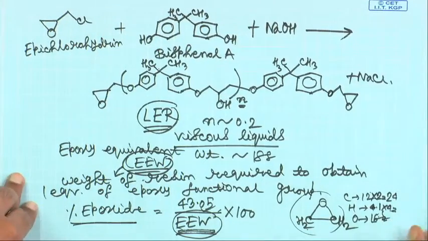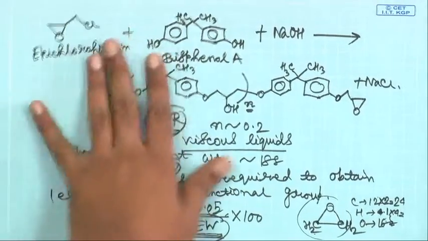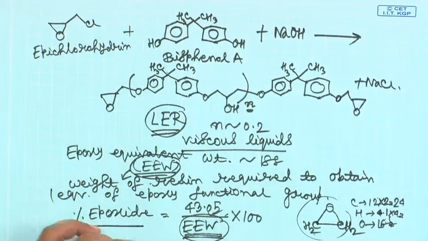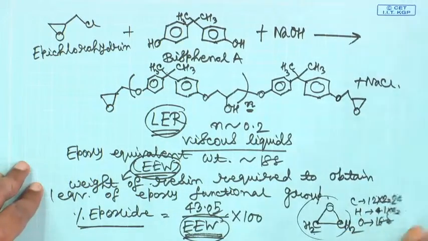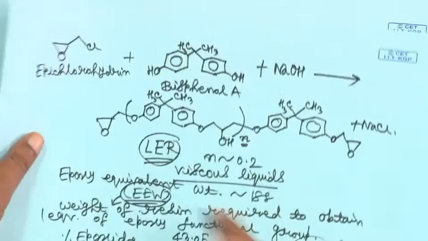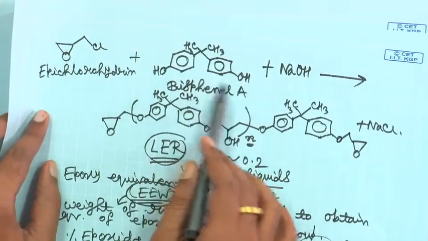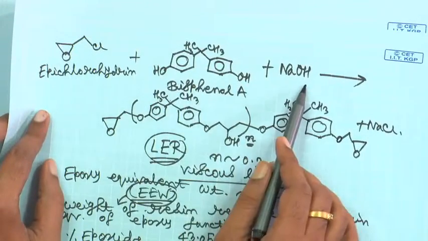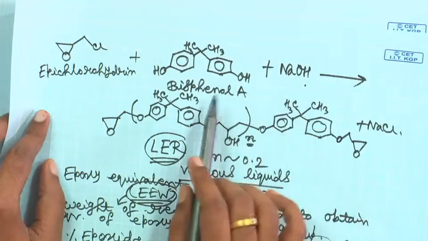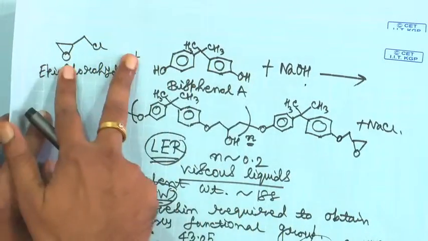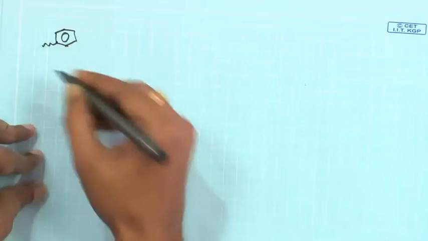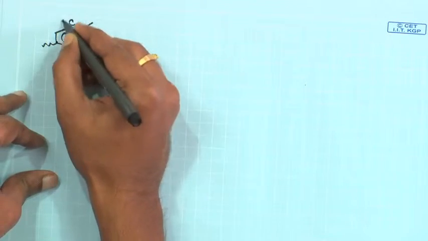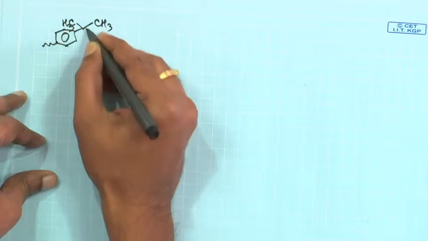So, what we will now do is take a closer look at this particular reaction. The first step in this reaction is the base catalyzed coupling of bisphenol A with epichlorohydrin. What happens here is the following. I am just drawing this part as some general part, and then you have the bisphenol A hydroxyl unit on this side.